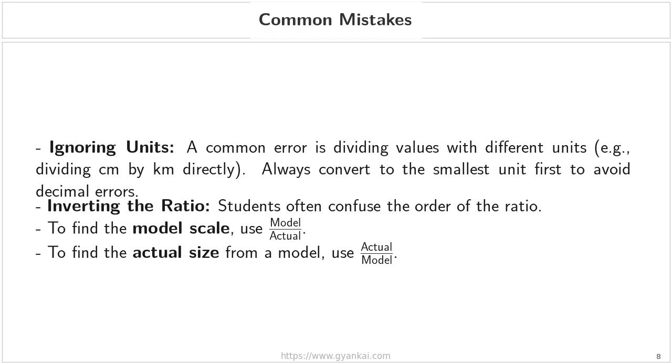Next, watch out for inverting the ratio. It is very easy to get the numerator and denominator swapped. To keep things straight, remember this rule of thumb. If you're trying to find the scale of a model, like a map or a blueprint, you put the model distance on top and the actual distance on the bottom. That is, model divided by actual. However, if you are working in the opposite direction, trying to calculate the actual real-world size using a measurement from a model, you must flip it and use actual divided by model.